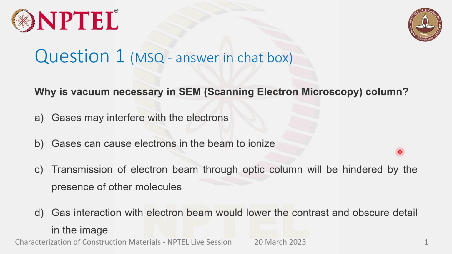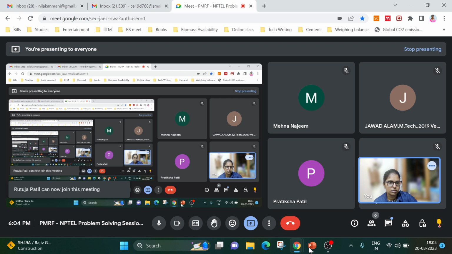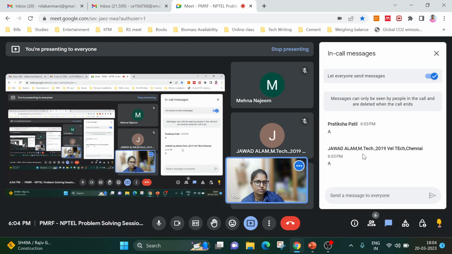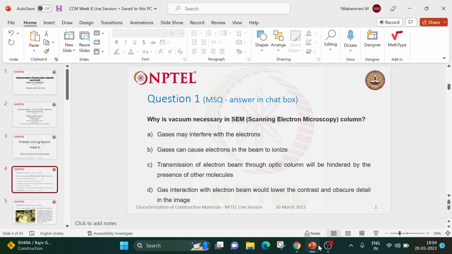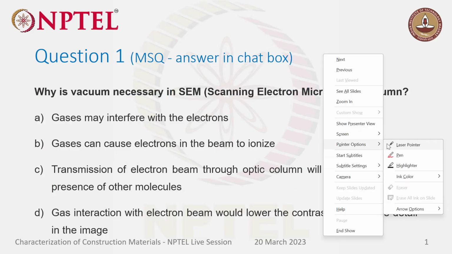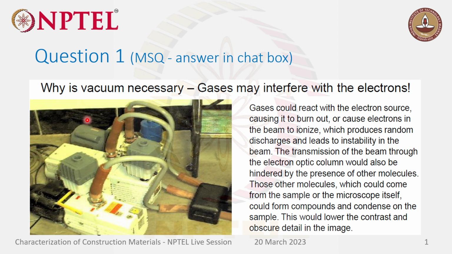Time is up. Let's see the class response. Option A. Okay. Let's see the solution. So most of you have felt option A is right. Let's see what's the correct answer. See, when it comes to vacuum, gases may interfere with the electrons.